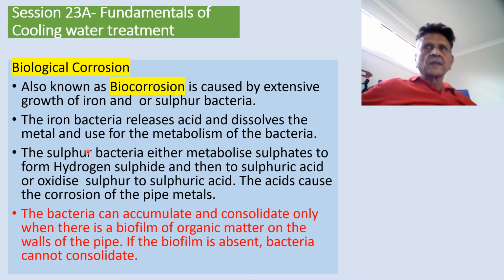With respect to the sulfur bacteria, what it does is it uses the sulfates in the water to oxidize and uses them for metabolism. Once it takes such sulfate and uses it as food, what results is hydrogen sulfide, which will be oxidized to sulfuric acid generally, and which will then start corroding your pipes. This also causes pitted corrosion.